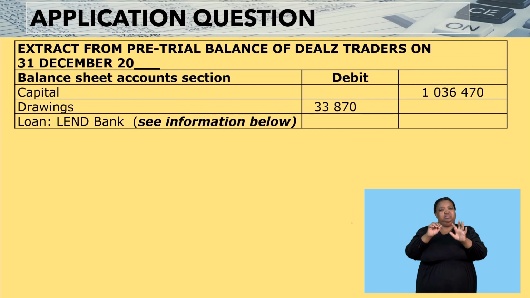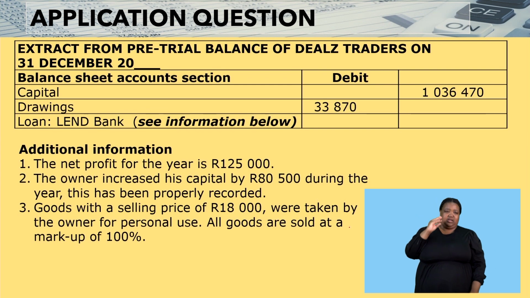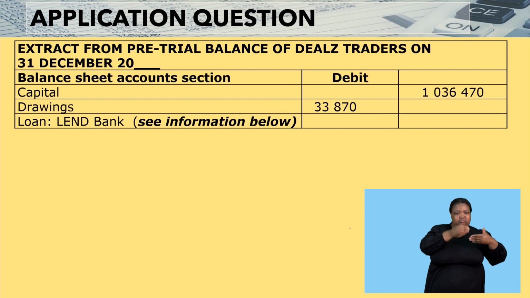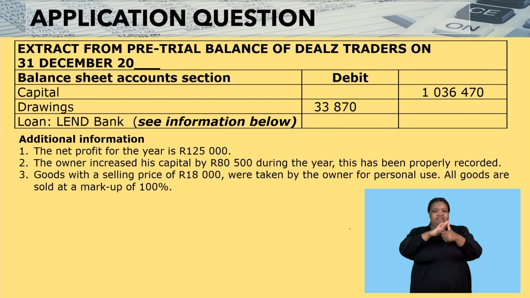Make sure you have your calculator close to you. You need paper to write on as well as a pen or a pencil. We have an extract of a pre-adjustment trial balance of Deals Traders on the 31st of December. Okay? And then we have capital, drawings, and we have a loan from Land Bank. And then here's the additional information that we are given. Let's start with the first ones.